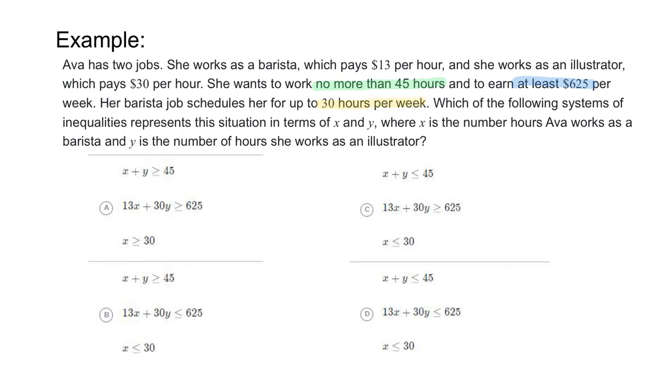So let's start with what we know. She wants to work no more than 45 hours. So no more than means exactly that, not more than. So if it's not more than, it has to be less than or equal to. So we know that this part, not more than 45, means we're going to be less than or equal to 45. And that's going to be between both jobs. She's got 2 different jobs. So if X is barista and Y is illustrator, that means the 2 together have to be less than or equal to 45.